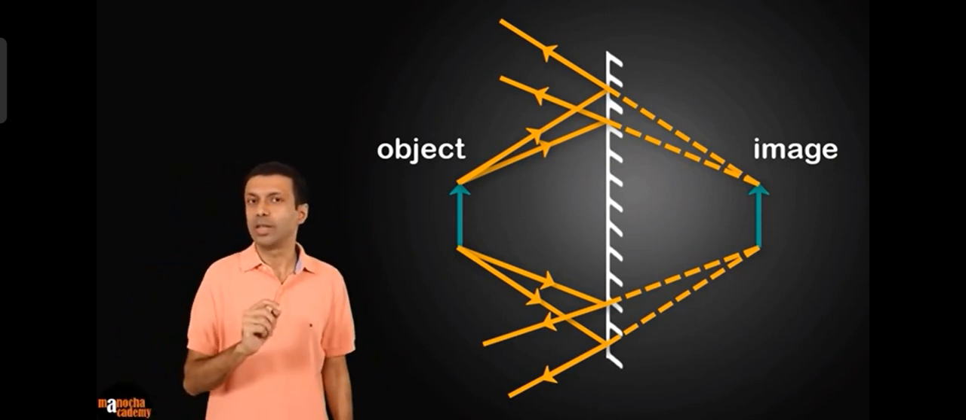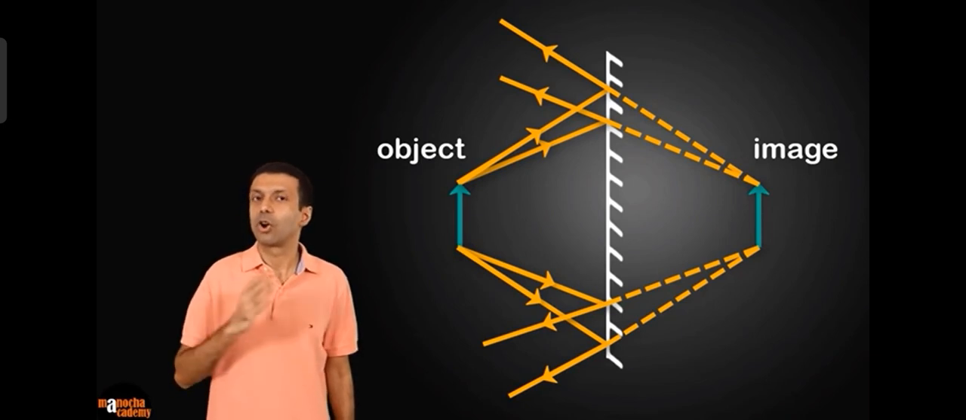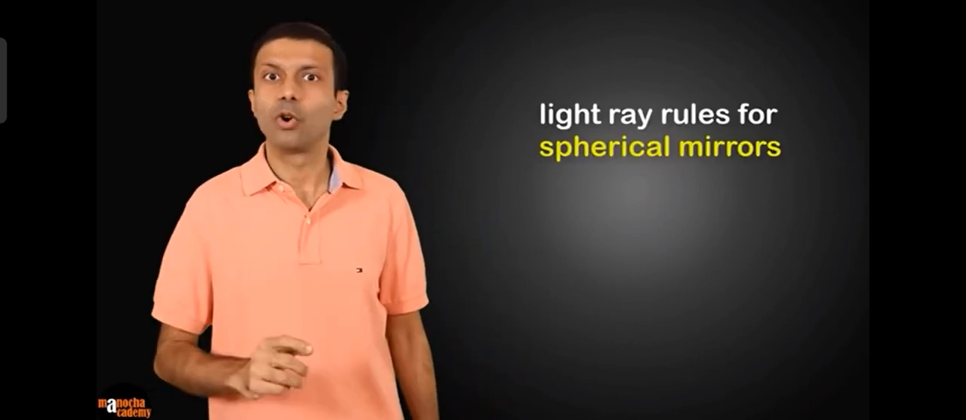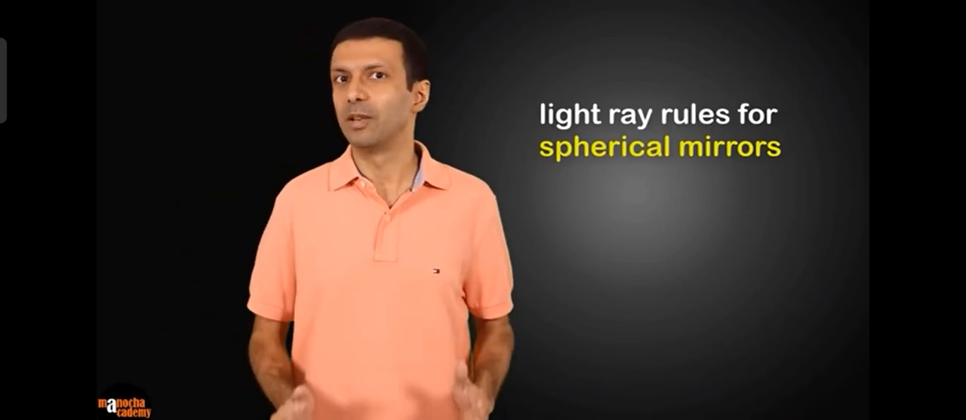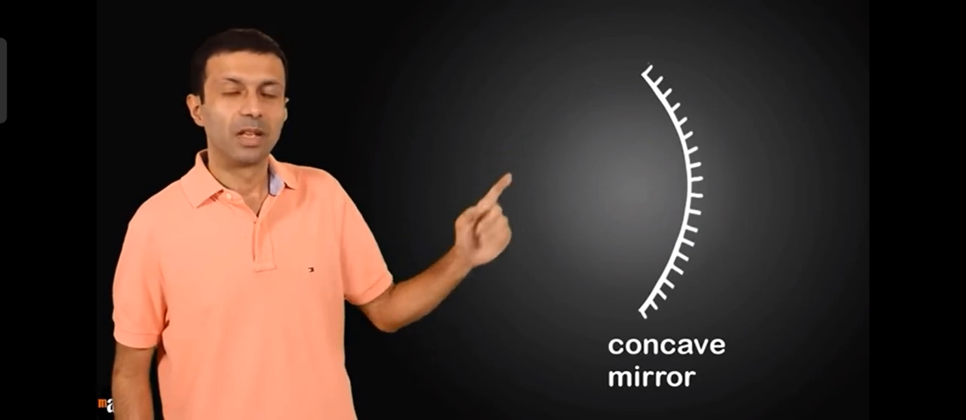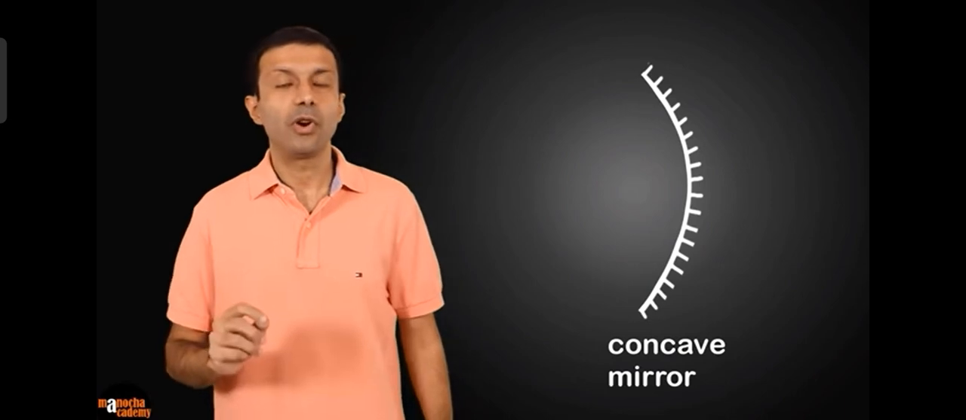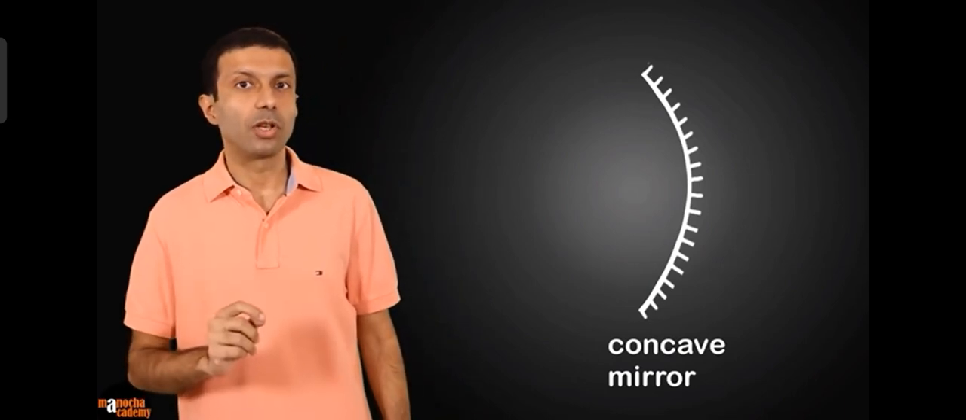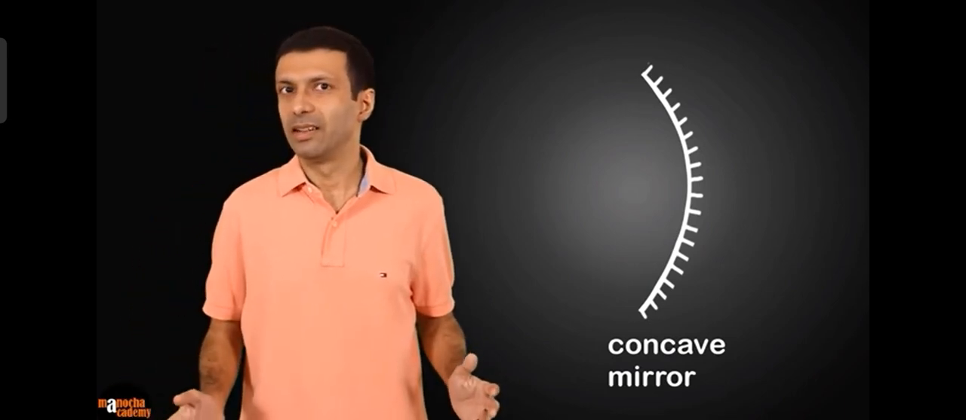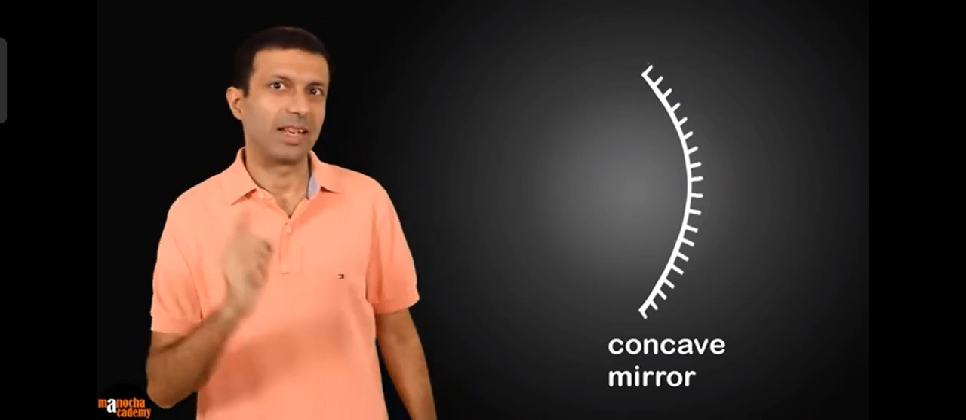But we can't do this for a concave or a convex mirror because we are not sure of the properties of the image. We must use the light rays and the light ray rules for obtaining an image for spherical mirrors. Let's start with the concave mirror. The concave mirror is a converging mirror. For image formation, we need to draw the concave mirror accurately. Let me show you a simple trick for that.